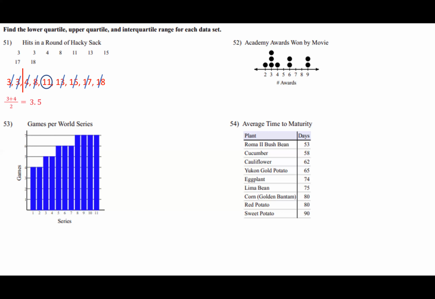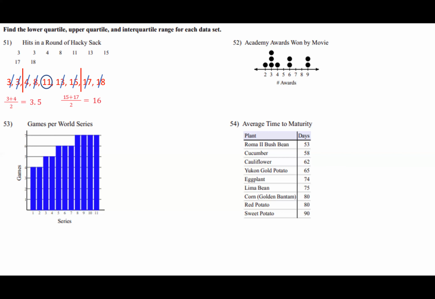Now, looking at the numbers to the right of the median, 13, 15, 17, and 18, let me find the one in the middle, which in this case is right in between 15 and 17. What's the number in the middle? If you cannot figure it out, we're going to add the numbers, 15 plus 17, divided by 2, and that gives us 16. That's my upper quartile.